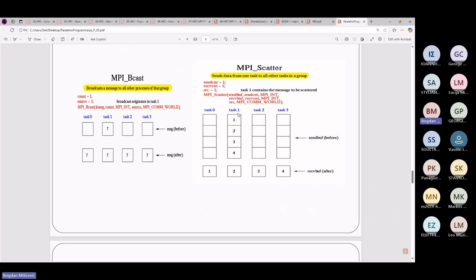Scatter: we usually have a vector of data, and then we are sending portions of that vector to all of the other processes. So this is what we are sending, this is what we have before, and this is what we have when we receive. Once again, this does not have to be a single value. It can be multiple values, as you saw in the previous example.